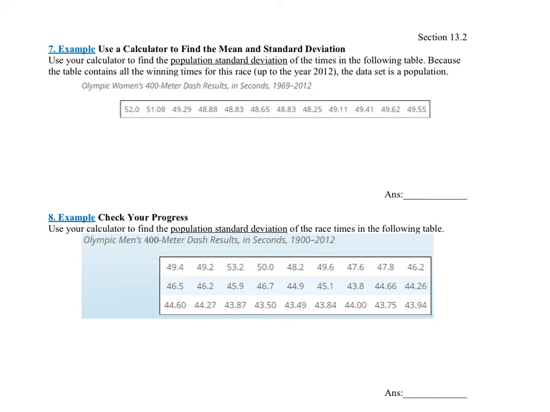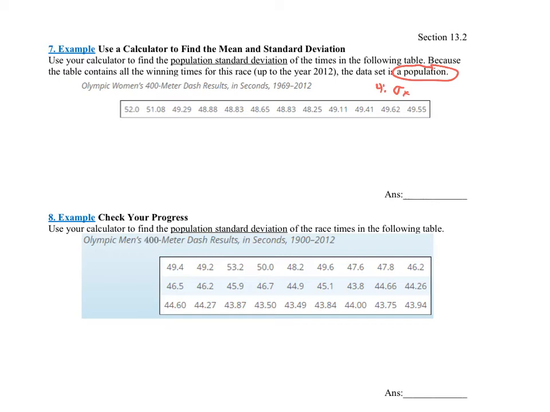Let's read number 7. It says, use a calculator to find the population standard deviation of the times of the following table. Because this table contains all winning times for this race up to year 2012, the data set is a population. So it's very important here that because it's a population, we know what we need to use. Because it's a population, we have to use the number 4 on our calculator, which is the sigma x. That is the population standard deviation.